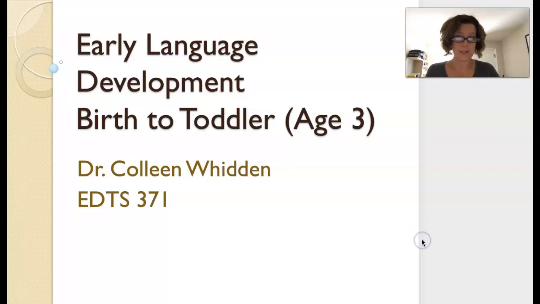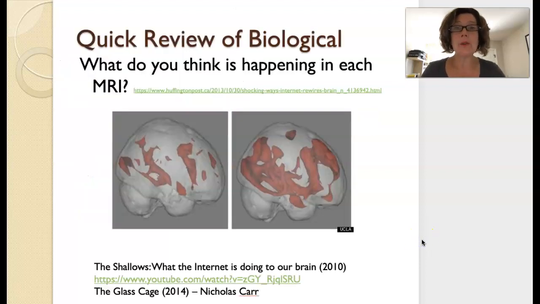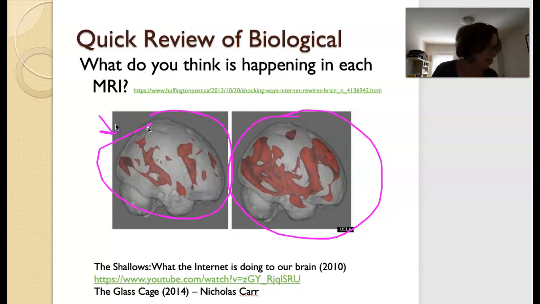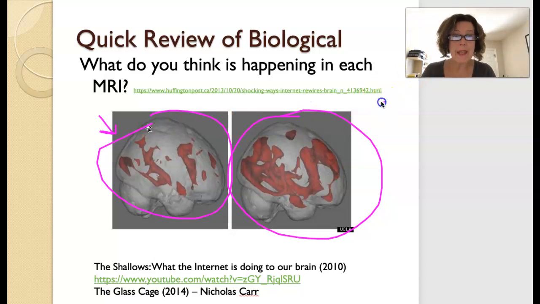Okay, so just to get us going, a quick review of last lesson's topic, a quick review of biological. What do you think is happening in each of these MRIs? Looking at this MRI versus this MRI, basically the left is an MRI image of somebody reading a book, and this one is when they are searching on the internet for something.